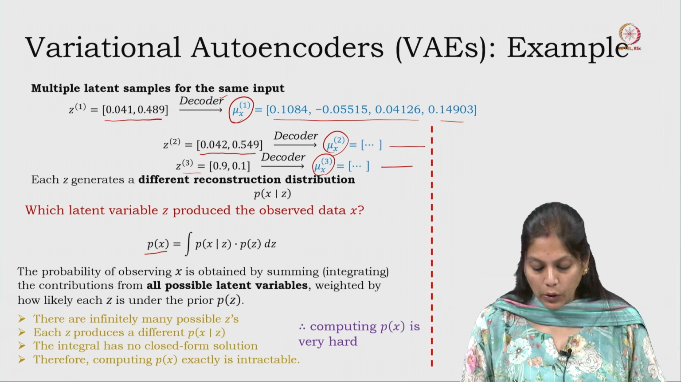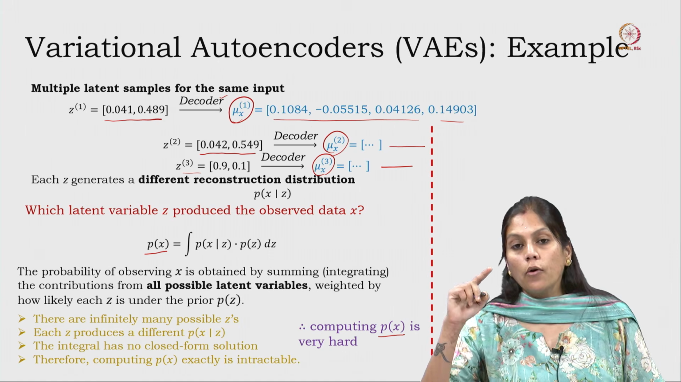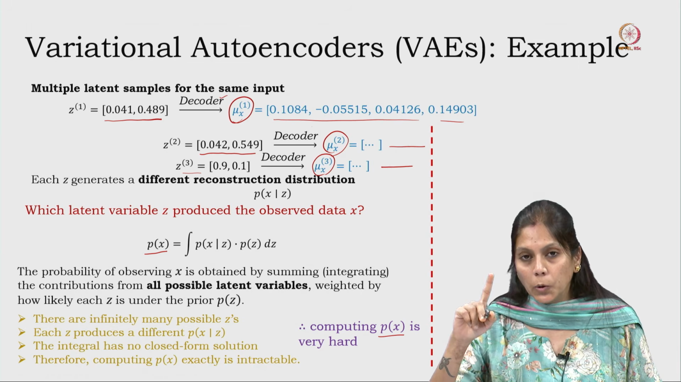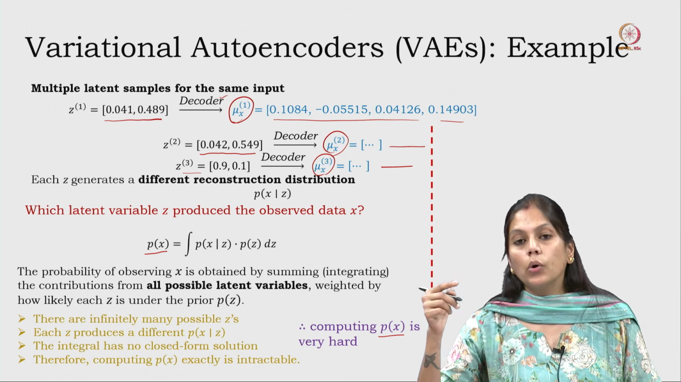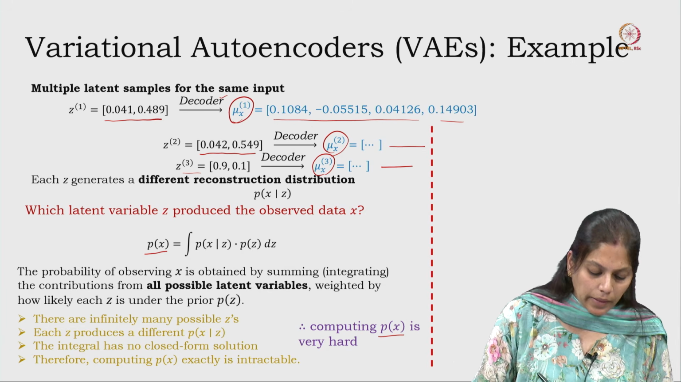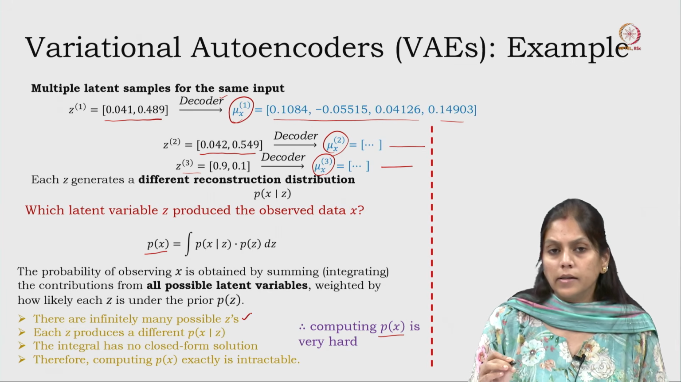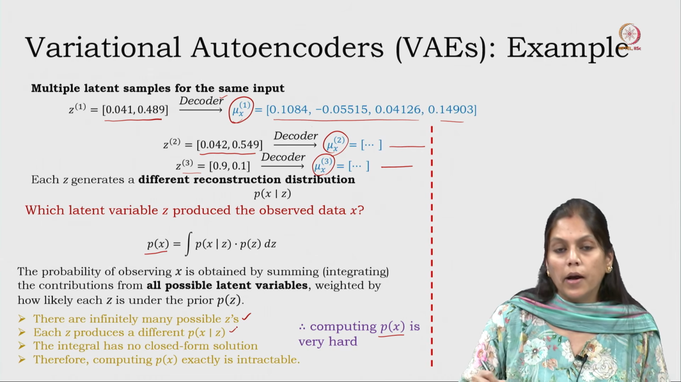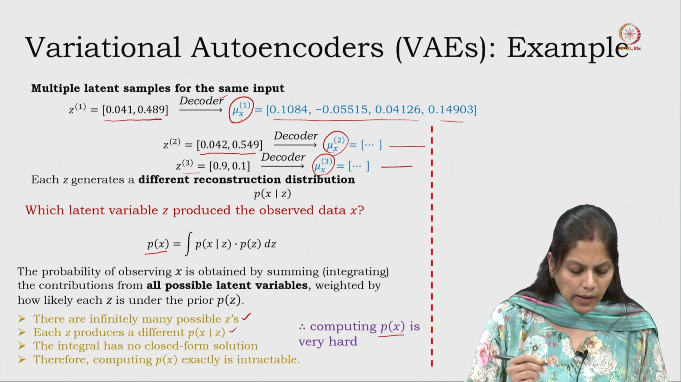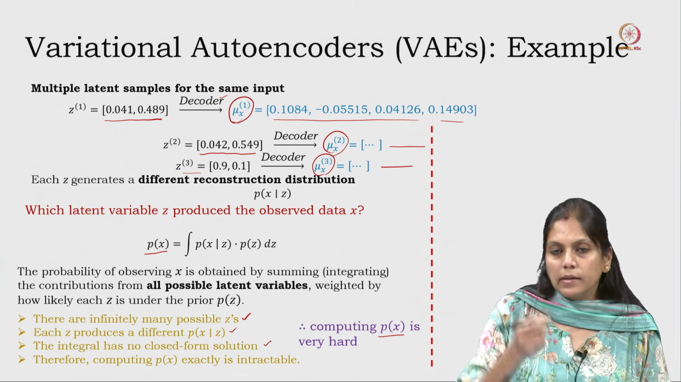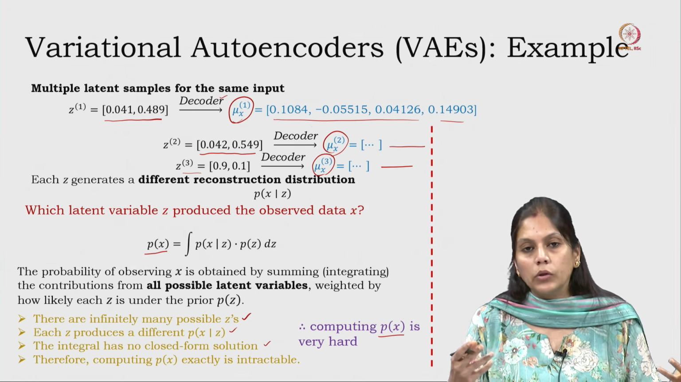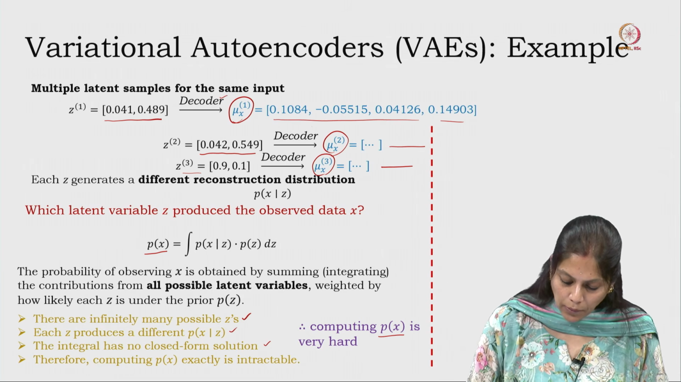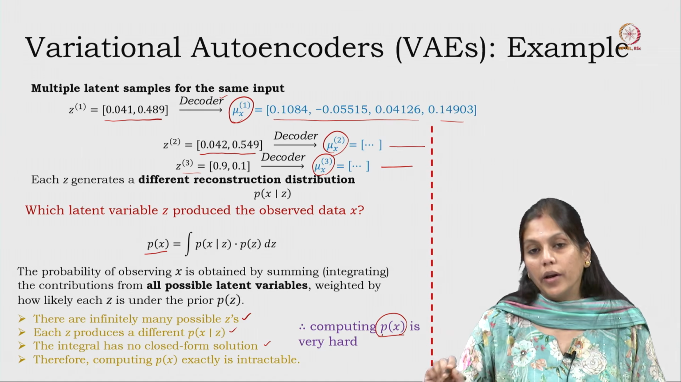You remember there is a question which we asked: why is P of x so hard to compute? Because there are infinite such z's that are possible, and every z produces a different P of x given z, and there is no closed form solution because we are using an integral. For an integral there is no proper closed form solution. Therefore, calculating P of x is very hard.